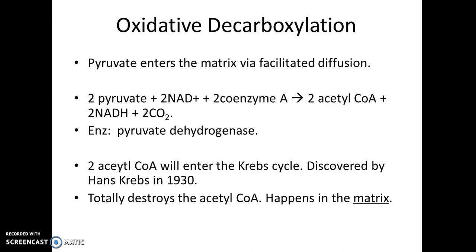And basically what happens, it totally destroys acetyl-CoA. It removes the carbon and oxygens and throws them into the atmosphere as CO2, like just happened right here. It takes all the electrons and hydrogen ions away from acetyl-CoA, and it just totally destroys all of that molecule. So the glucose that you once started with is no longer the glucose that you end up with. You end up with absolutely nothing. It happens in the matrix of the mitochondria. So everything stays in the matrix.